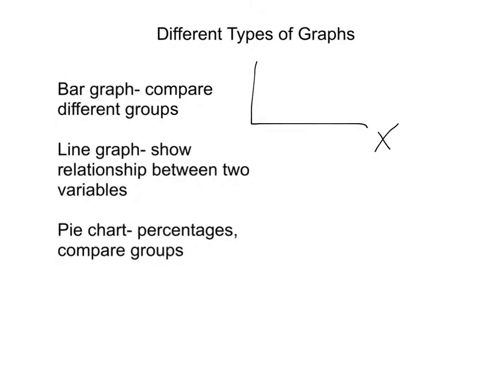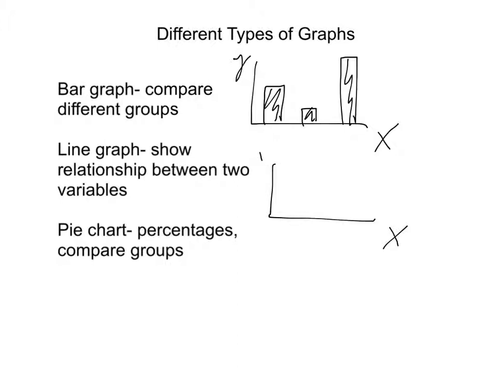So we have an X here, Y-axis here, and it's going to be, say this is one group, another group, and a third group. So it's going to compare different groups with the same conditions. And then we're also going to have a line graph, and this is going to show the relationship between two variables.